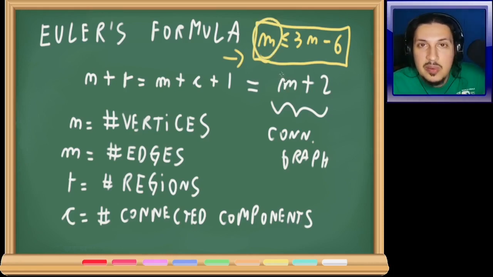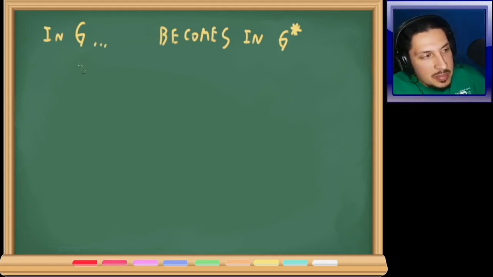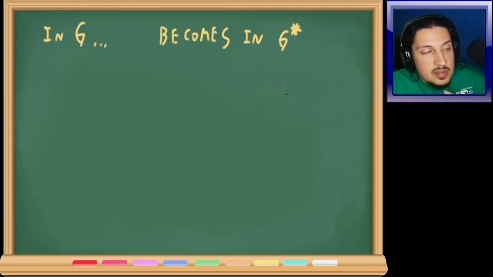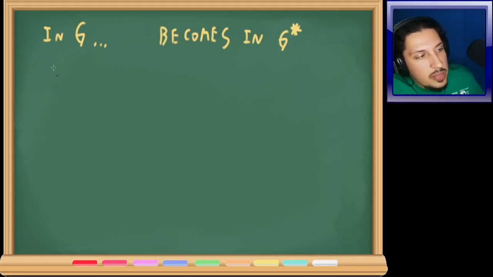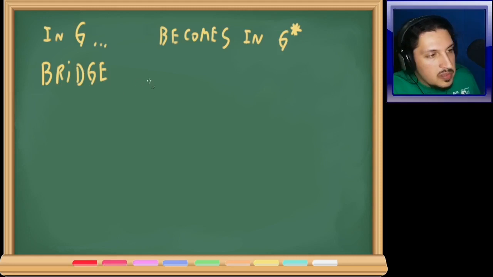Now, the truly interesting thing about duality is that you don't only dualize a graph, you dualize concepts. So one concept in G becomes a different concept in the dual of G, which is commonly written like this with a star. So that is the truly interesting thing. So let's think, for example, what does a bridge in G become in its dual?